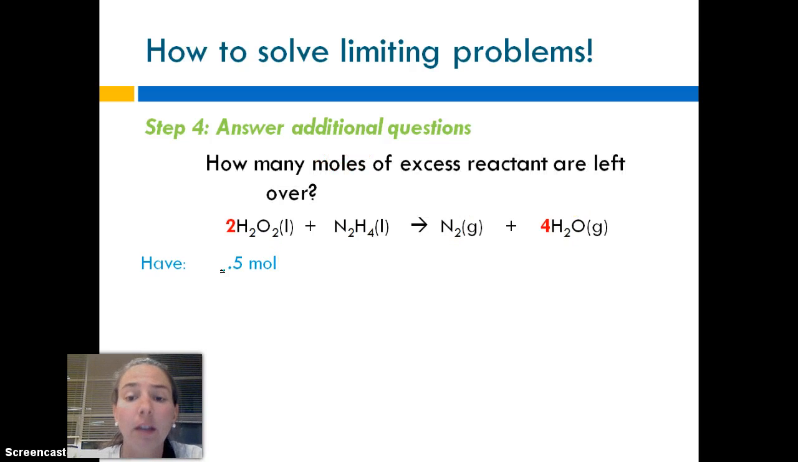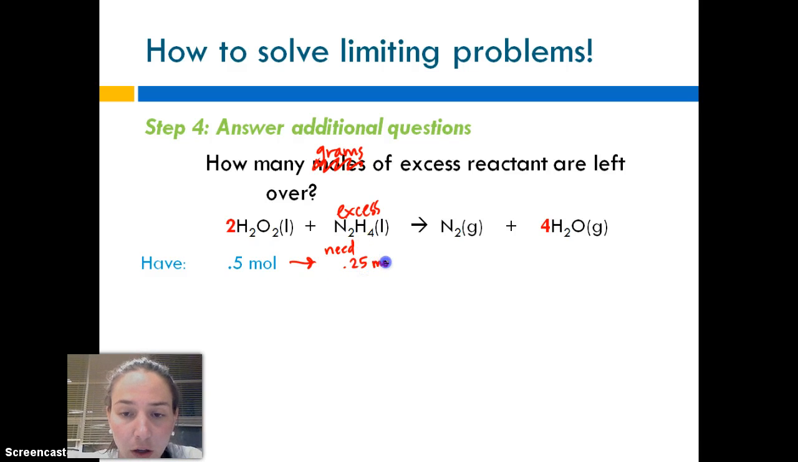Now, I'm going to do the same thing to figure out how many grams of excess reactant I have left over. Remember, my hydrazine is in excess. I want to know how much is left over. Earlier we decided that if I have 0.5 moles of hydrogen peroxide, I need 0.25 moles of hydrazine. So 0.25 moles of hydrazine is going to get used up. But I started with 0.75 moles. That was from step 1.